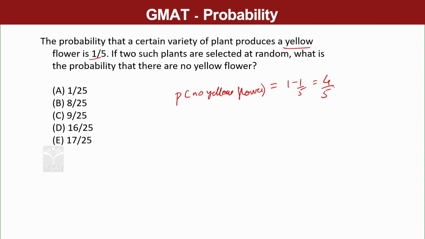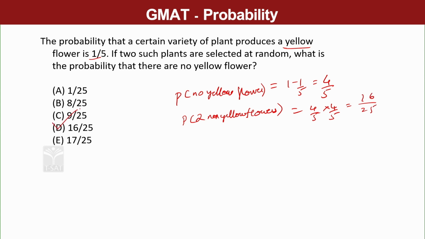Now they are asking, when 2 such plants are selected at random, what is the probability that there are no yellow flowers? So you are selecting 2 plants with 2 non-yellow flowers. It will be 4 by 5 into 4 by 5, which is equal to 16 by 25. The answer is option D.